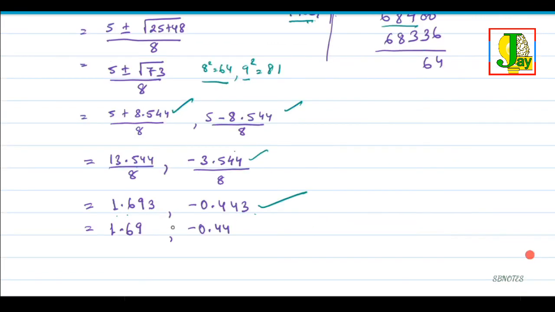Okay, so you need only 2 places in the decimal part. So 1 point, you see, since this is less than 5, this digit is not changing, 1.69. Here also the number that is after the 2 decimal places is less than 5, so we are not going to increase this 4, so we have minus 0.44. So be careful with those 2 decimal places or 3 decimal places.